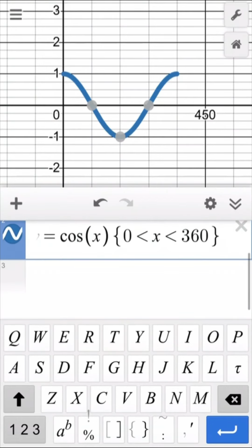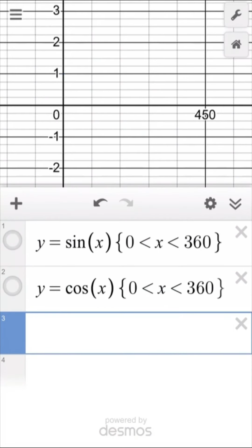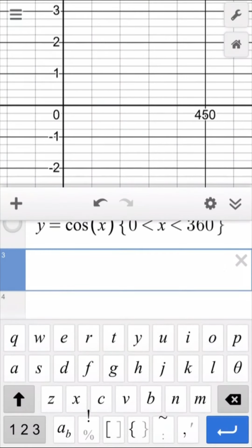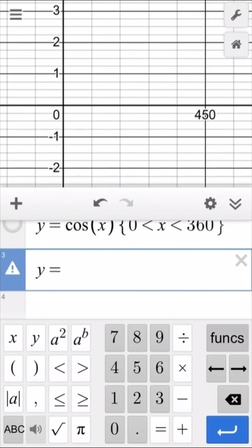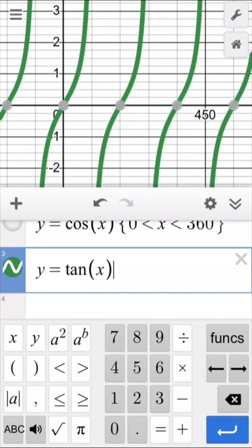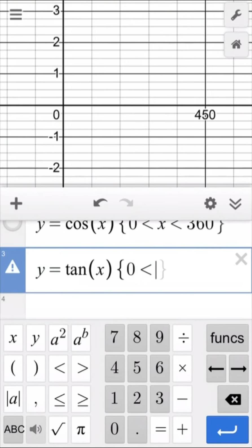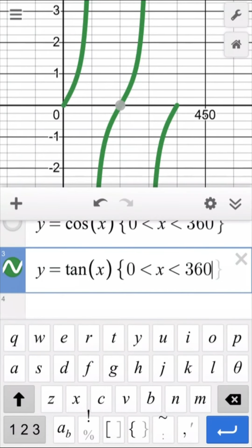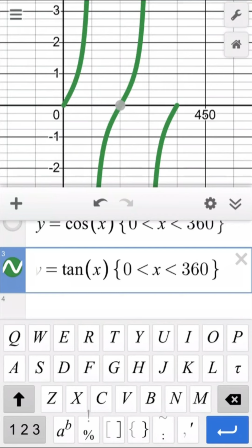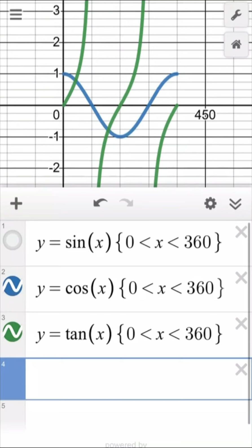Now the third function that we are willing to draw here is tangent function. Y is equal to tangent x, and we also put restriction here from 0 till 360 degrees. So that's how you can make sine, cos and tangent function in DESMOS software using degree unit.